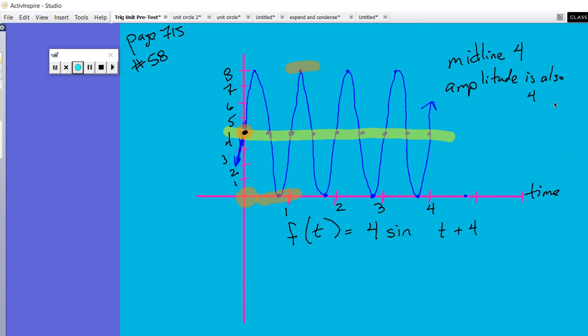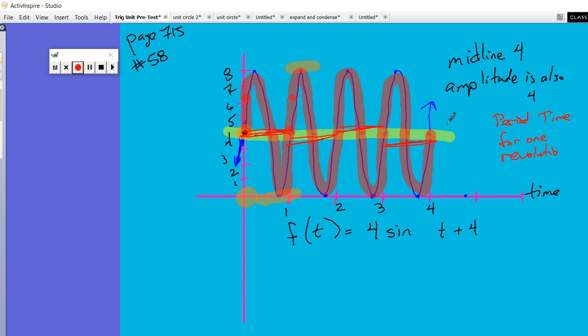If I look at this, I go down, up, and down in 1 second. I go down, up, and down in 2 seconds. I go down, up, and down in 3 seconds. Down, up, and down in 4 seconds. So I complete 1 revolution in 1 second of time. So each of these is 1 revolution in 1 second of time. So remember, the period is the time for 1 revolution.